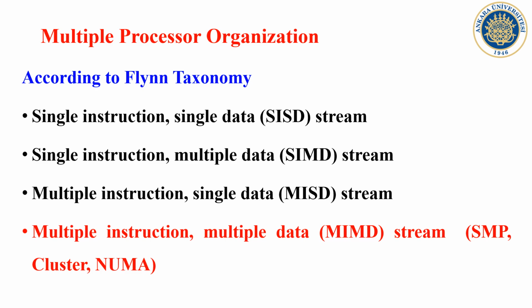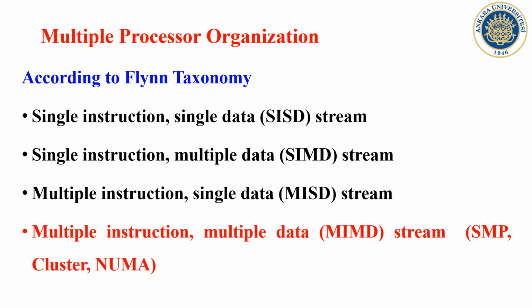Now we move on to single instruction and multiple data. Here, a single instruction is applied to multiple pieces of data at once, which is common in vector processing and tasks like graphical rendering. Next, multiple instruction and single data. This is quite rare, but it involves multiple instructions working on a single piece of data, often seen in specialized systems like fault-tolerant computing. Finally, multiple instruction and multiple data, which is used in systems like SMP, cluster, and NUMA.